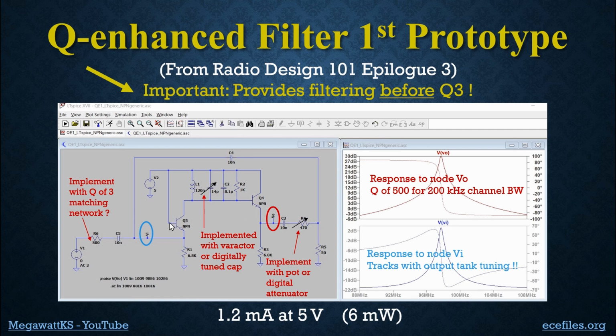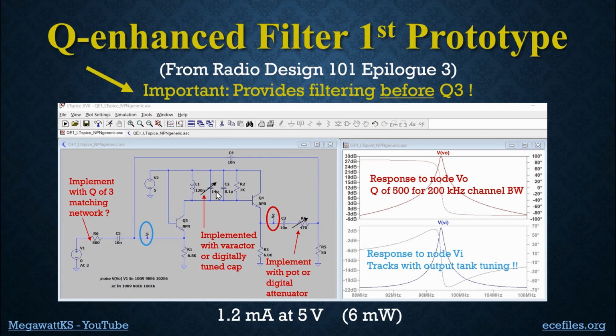The common base stage doesn't have a bypass cap here because when I was doing this, I was lazy and I knew that this was already AC ground up here, so I could get it biased upright as well as provide an AC ground by just tying it to the VCC node, V2. But other than that, it's pretty similar to what we just looked at. There are a couple differences.